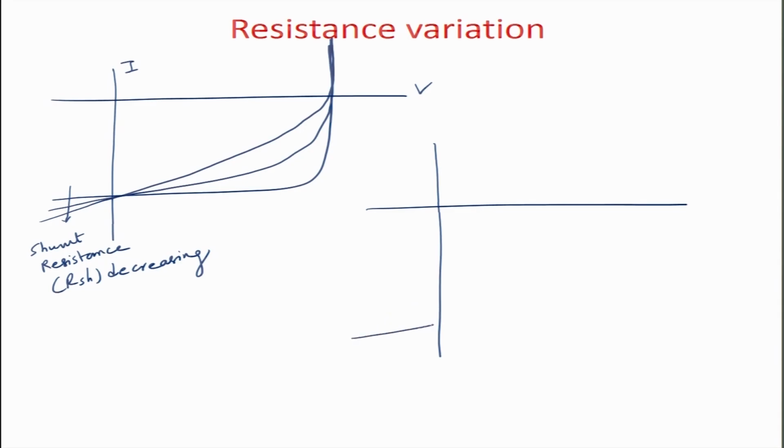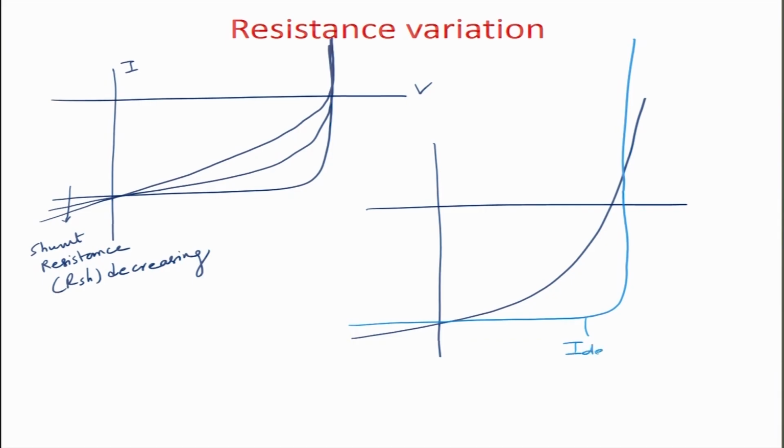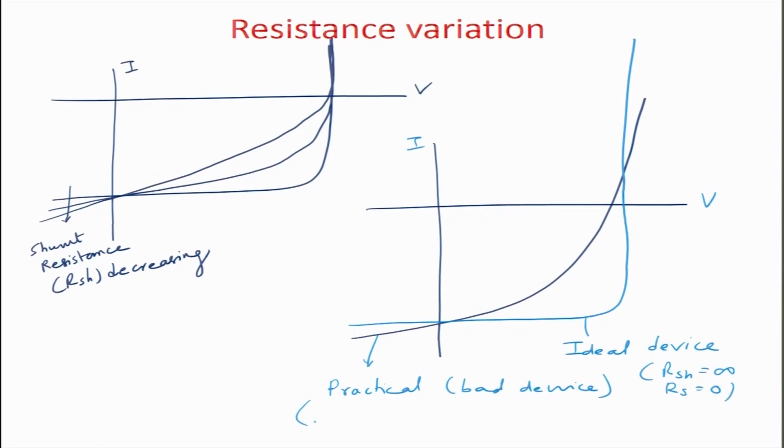So, in reality what happens is something like this. So, this is the ideal one. The ideal one is something like this, okay. The VOC may also change. Actually, this is the ideal one and this is the practical one, or rather a bad device actually. IV. So, for this RSH is equal to infinity and RS is equal to 0. For this, RS high and RSH low.